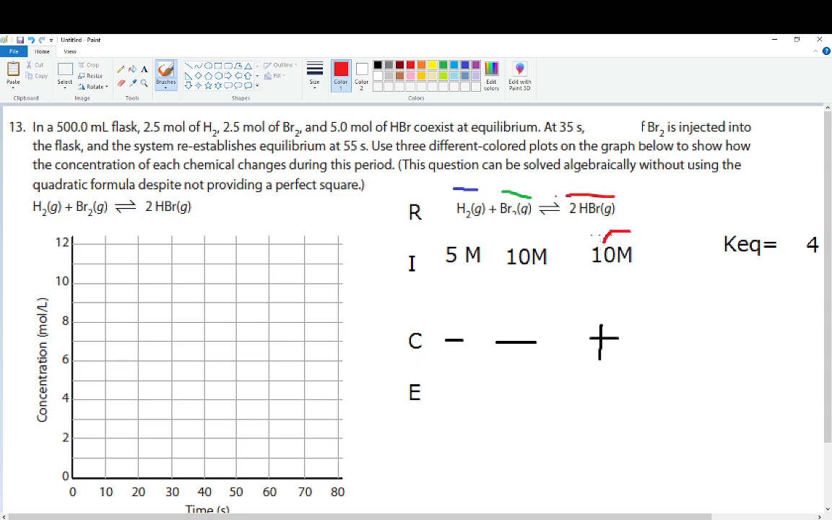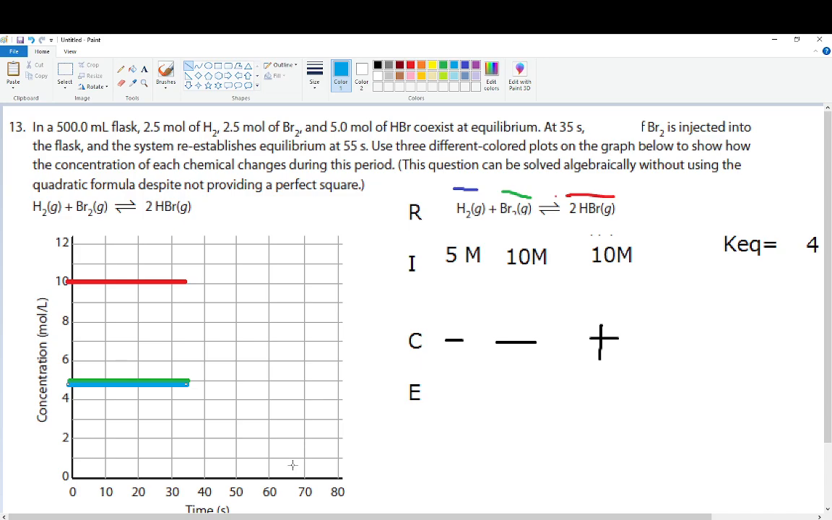So we can see that it reached an equilibrium at 10 moles. So we're going to find 10 moles here. We're going to draw a line in red to show that flat, to show it reached equilibrium. And it tells us at 35 seconds. So we're going to go all the way to 35 seconds before something happened. Notice that the Br2 was not 10 moles. It was 5 before they added new. So that means down here at 5 until 35 seconds when something happens. And notice that the H2 in blue was also 5.